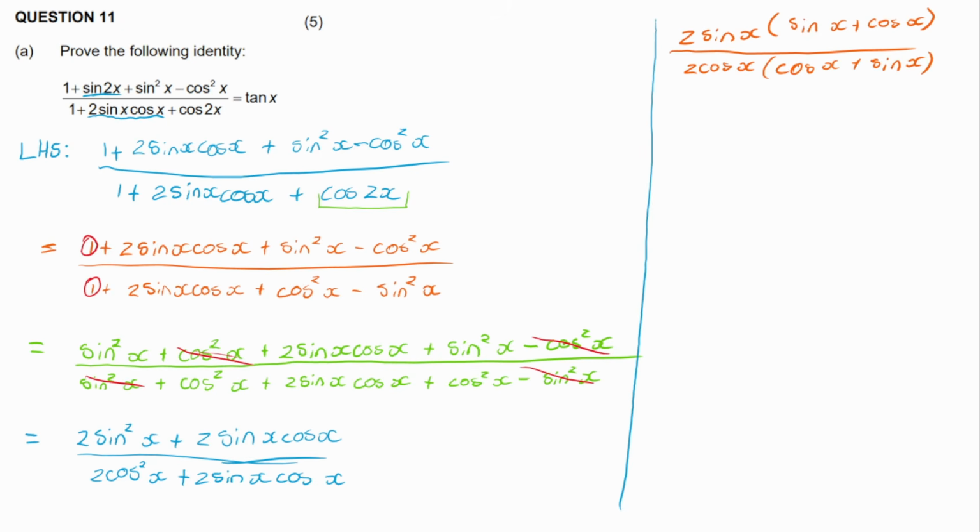So these two things in the bracket are exactly the same, so these will cancel. These 2's are exactly the same, so they'll cancel. And what I'm left with is just sine x over cos x. And again, I should be putting equal signs there. And that is just equal to tan of x. So therefore, the left-hand side is equal to the right-hand side.